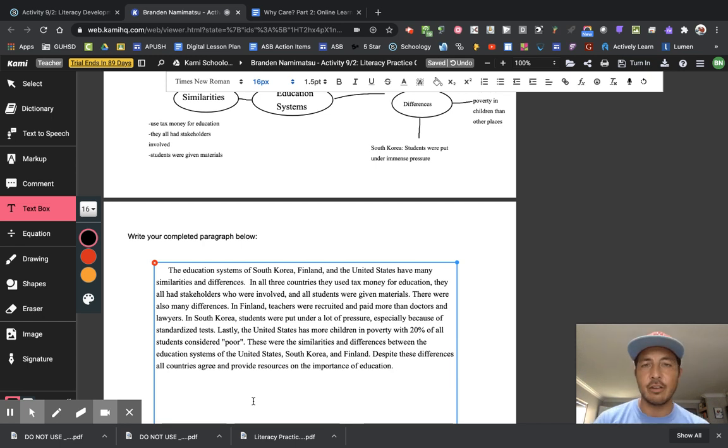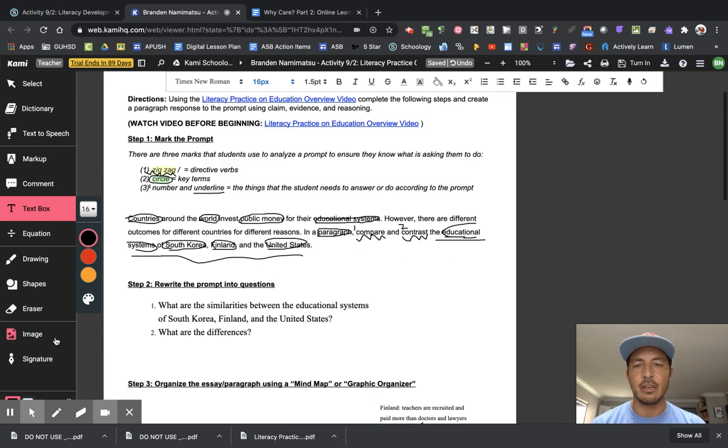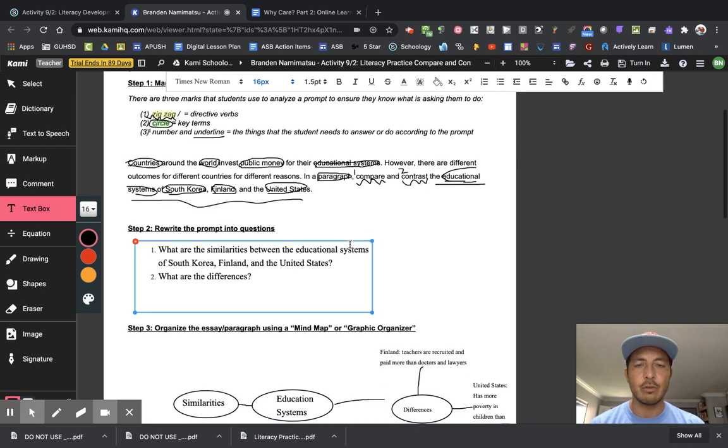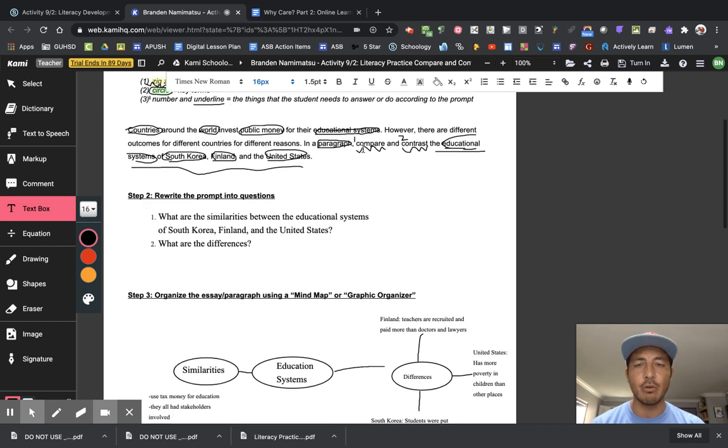All right, guys. Well, I know that was a little bit longer of a screencast than we're used to, but this is your first steps towards literacy. So just as a heads up, what did we do? We had a thing called a prompt, which was an essay question. We marked the prompt by zigzagging directive verbs, circling our key terms, and numbering and underlining what we really need to do. Then when we're done, we really paid attention to the what we need to do part, the numbers and the underlines, and we wrote that part of the prompt into questions.